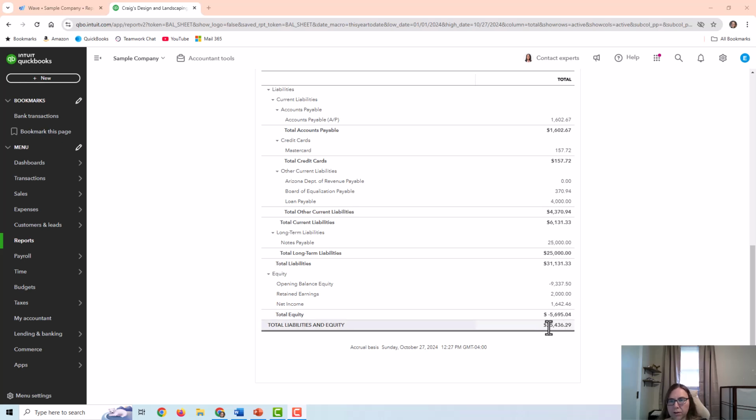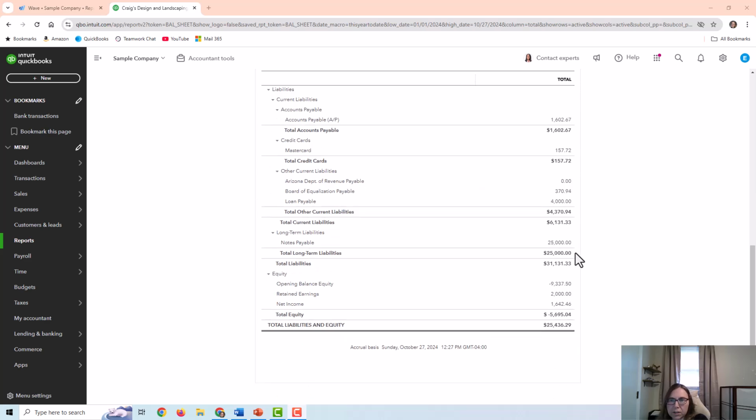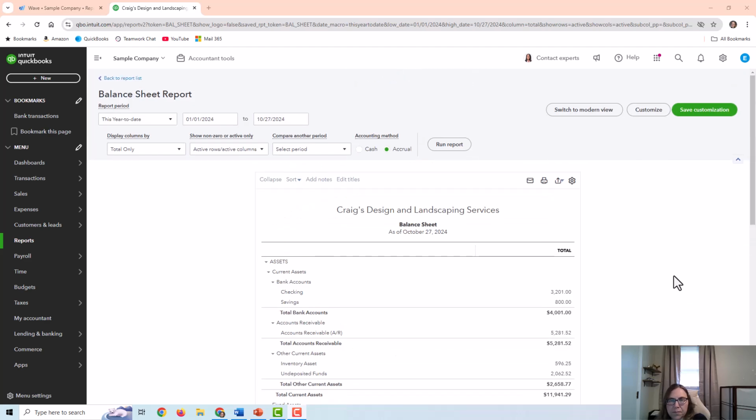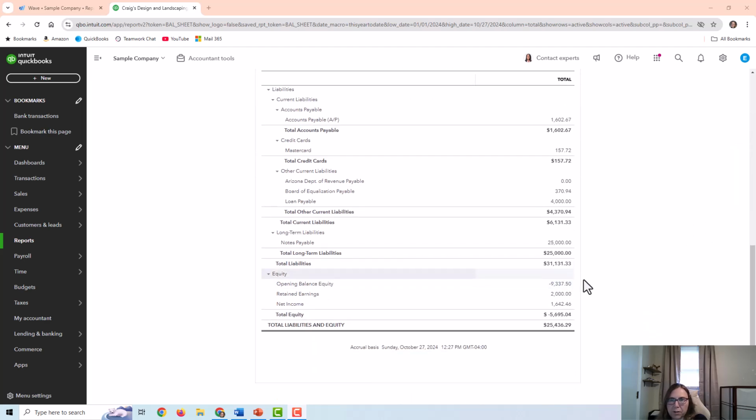Okay, and then you have total liabilities and equity, which is supposed to match total assets. Again, the formatting is a little different in that they put dollar signs beside all the totals, and then this double underline is kind of underneath the whole entire line instead of just under the number. And then of course there was no separate statement of owner's equity. All the information would be contained within here.